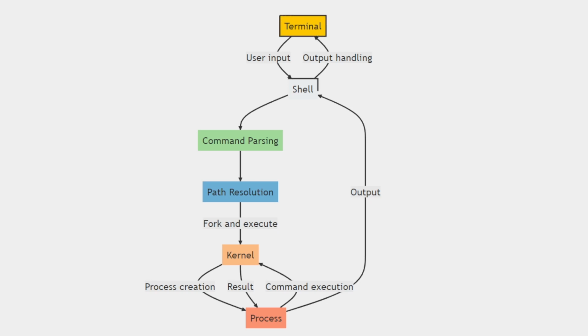In summary, the user enters a command in the terminal, which is then processed by the shell. The shell parses and expands the command, resolves any paths, and sends the processed command to the kernel. The kernel creates a process to execute the command, and once it's done, the result and output are sent back to the shell. The shell handles the output and presents it to the user through the terminal.